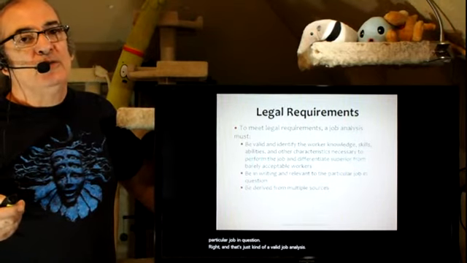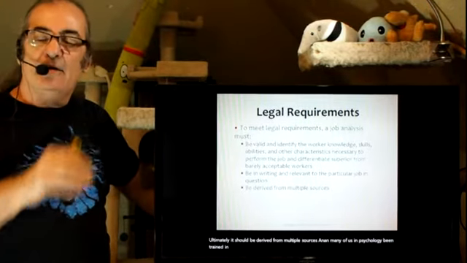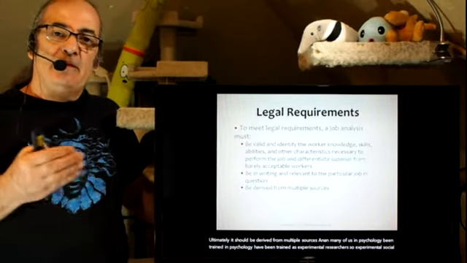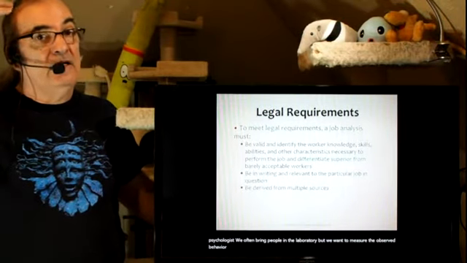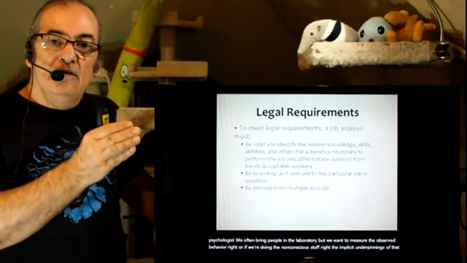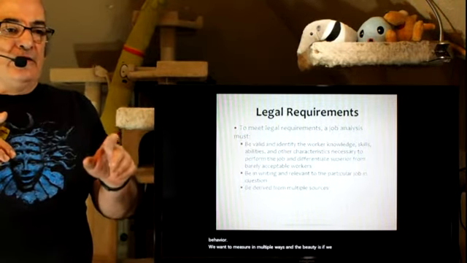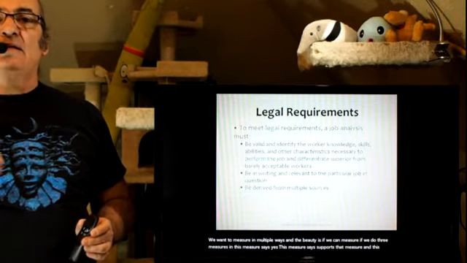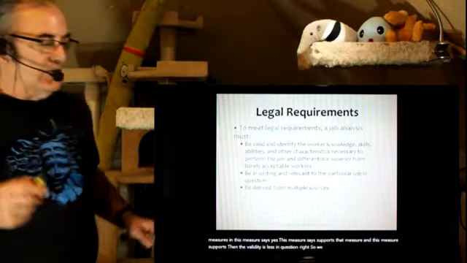Ultimately, it should be derived from multiple sources. Many of us who've been trained in psychology have been trained as experimental researchers. I'm an experimental social psychologist. We often bring people into the laboratory, but we want to measure the observed behavior, or if we're doing the non-conscious stuff, the implicit underpinnings of that behavior, we want to measure it in multiple ways. The beauty is, if we do 3 measures, and this measure says yes, and this measure supports that measure, and this measure supports, then the validity is less in question. So we love multiple measures to the extent possible.